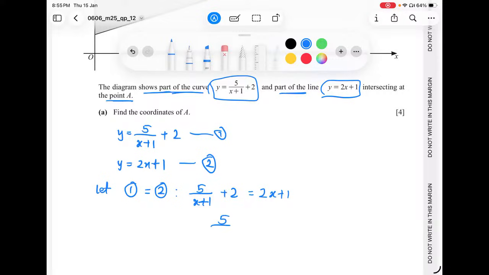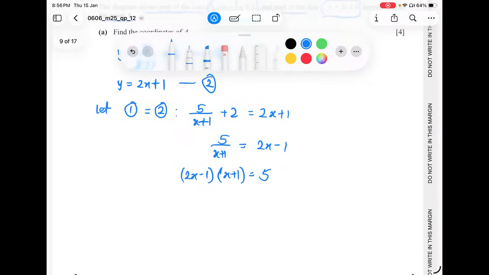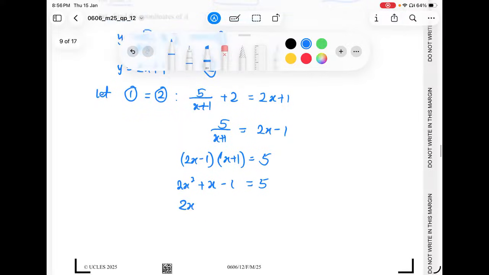So 5 over x plus 1 equals 2x minus 1. So now (2x minus 1)(x plus 1) equals 5. You bring the x plus 1 to the other side and multiply that. That should give you 2x squared minus x plus 2x, which gives plus x minus 1, equals 5. So 2x squared plus x minus 6 equals 0.